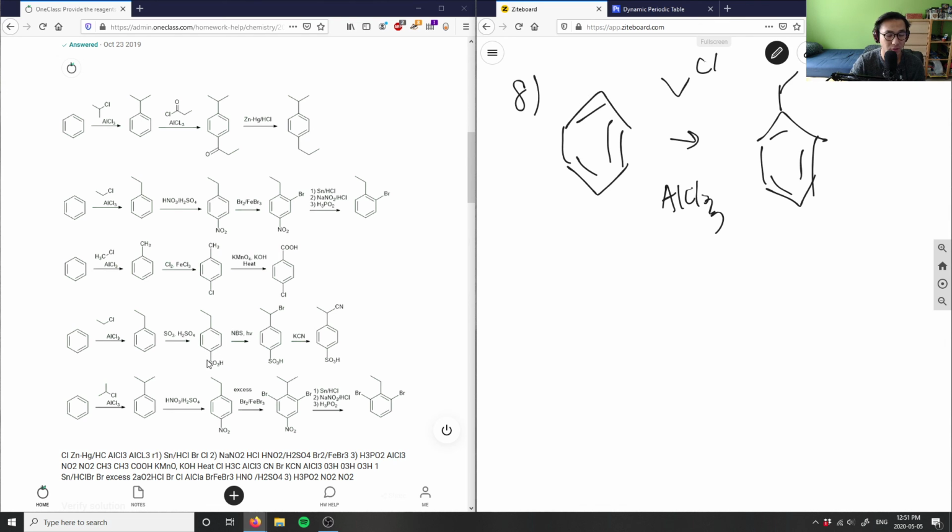protecting group, SO3H. Again, this is a very good protecting group as well, and it's going to form para to my alkyl group, obviously. And again, you can use NBS here with ultraviolet light to brominate my carbon 1 here, and then use either KCN or HCN to create the cyanide group here. So this solution here is also correct.